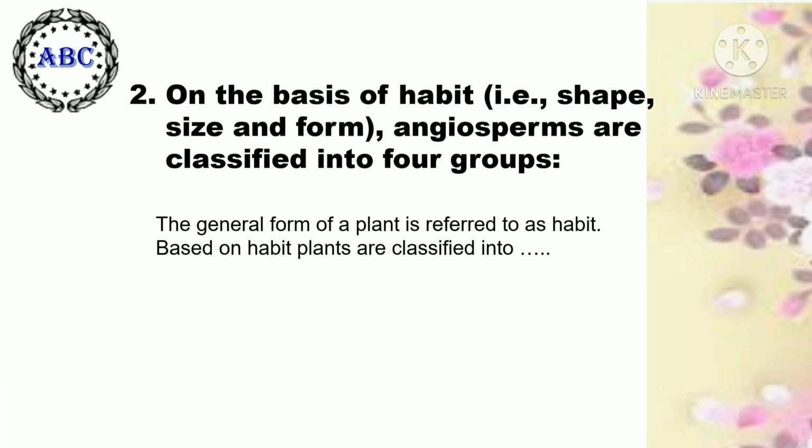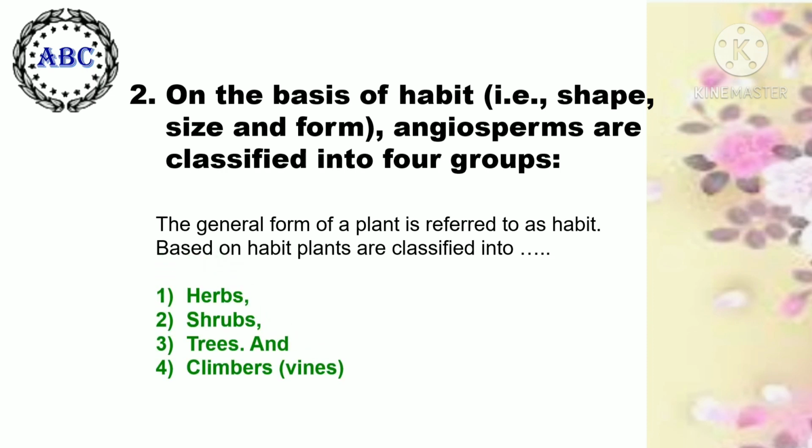Second, on the basis of habit, that is, size, shape and form, angiosperms are classified into four groups. The general form of a plant is referred to as its habit. Based on habit, plants are classified into herbs, shrubs, trees and climbers, which are also called vines.